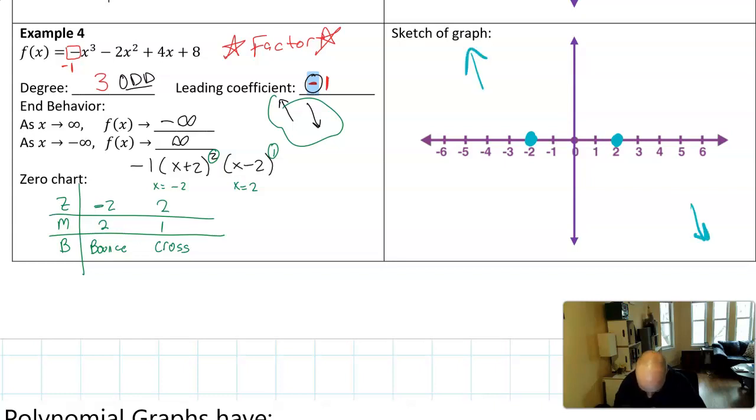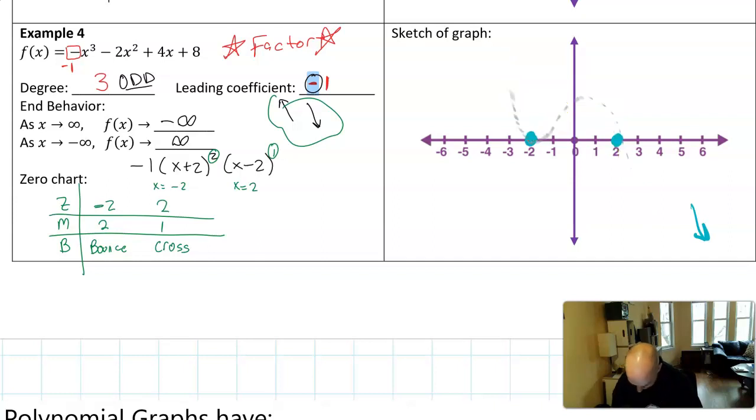Ends should look like this. We'll sketch it in again. We have to come in, we have to bounce, we have to turn around, we have to cross, so it's got to look something like this. And then as I plot in with my pen, I'm going to follow that, come in, bounce, turn around, hit that zero, cross straight through, and come on out.